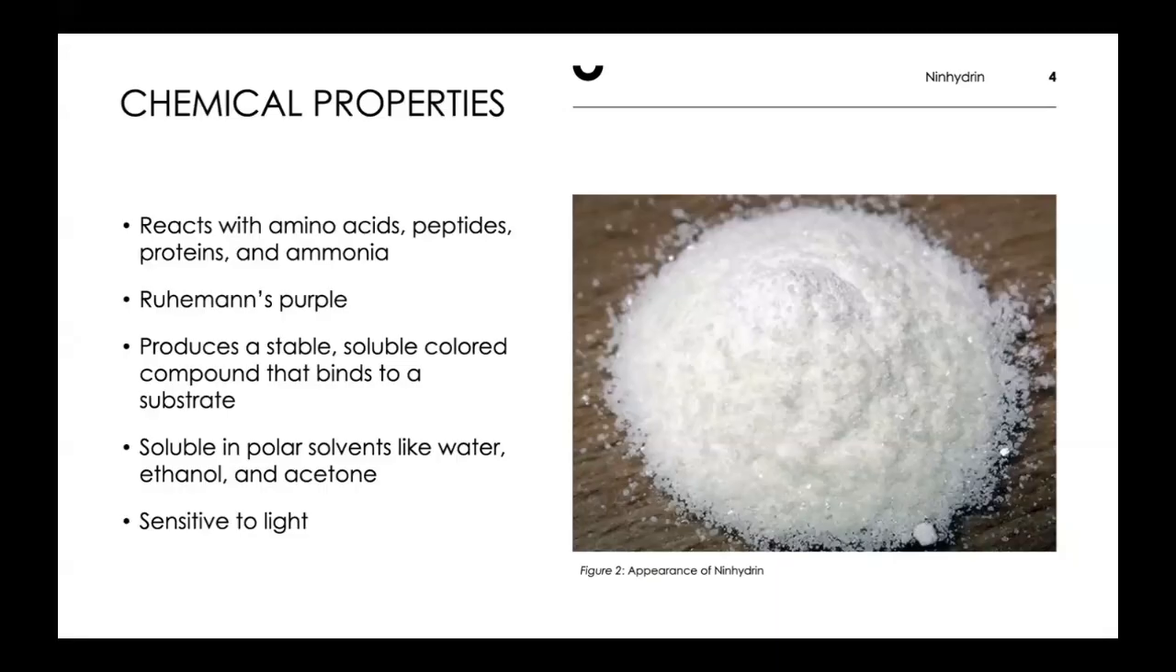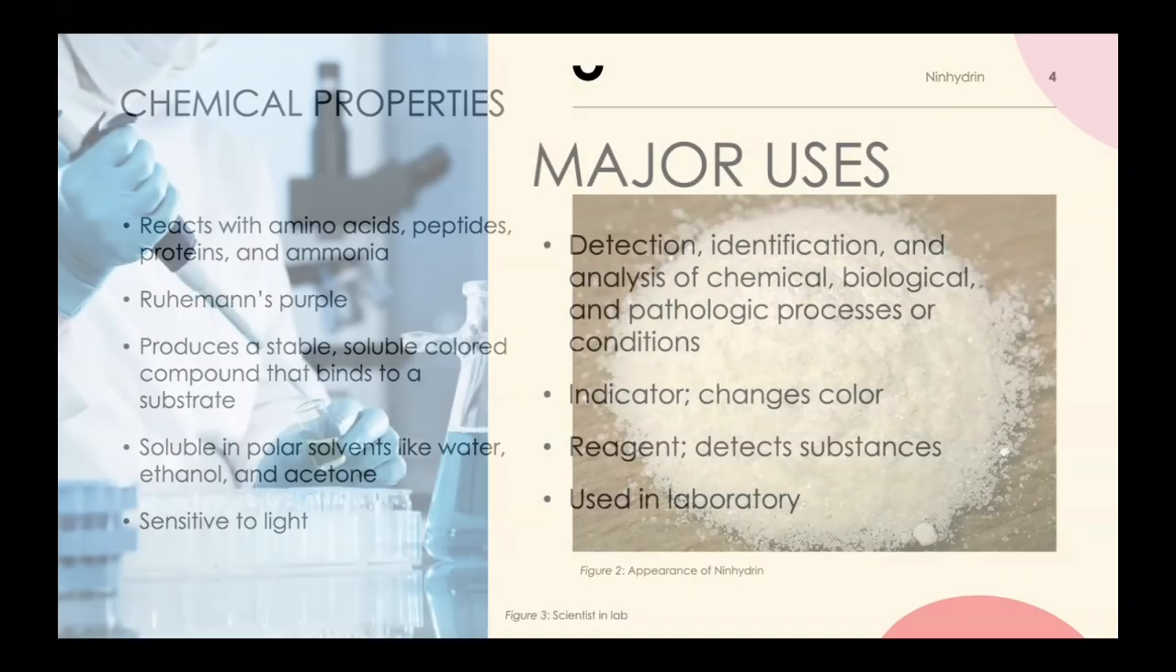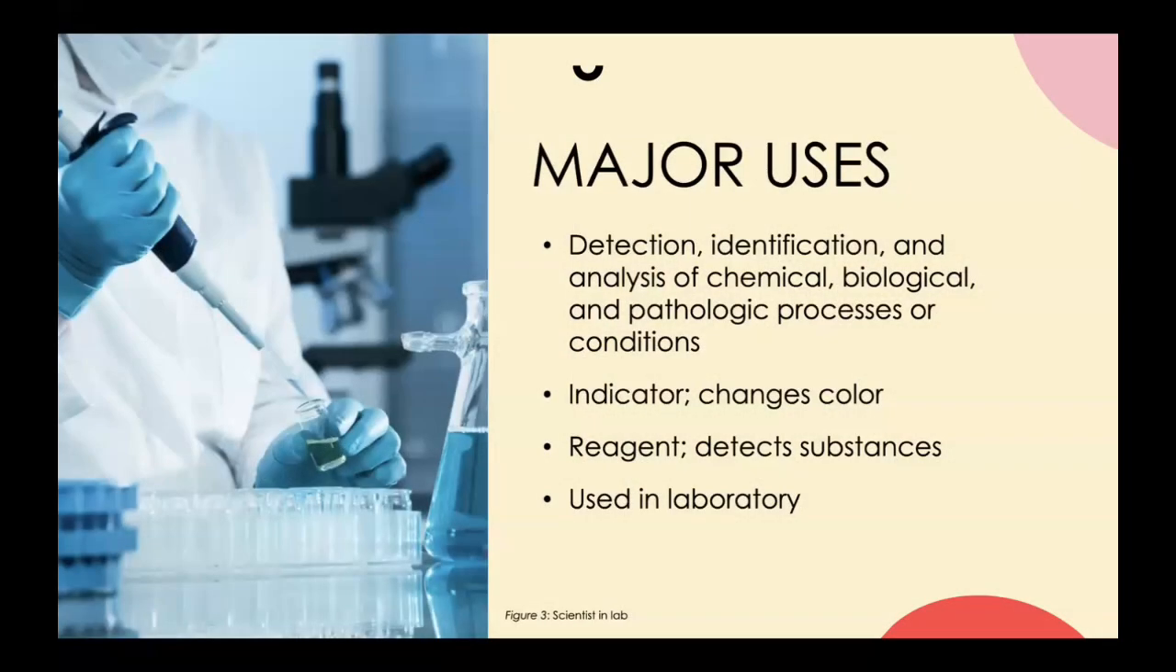It is sensitive to light, so it should be stored in a dry, opaque container like an amber glass bottle. Due to ninhydrin's properties and abilities, it serves as a fantastic compound for use in forensic science, biochemistry, histology, and even in the food industry.